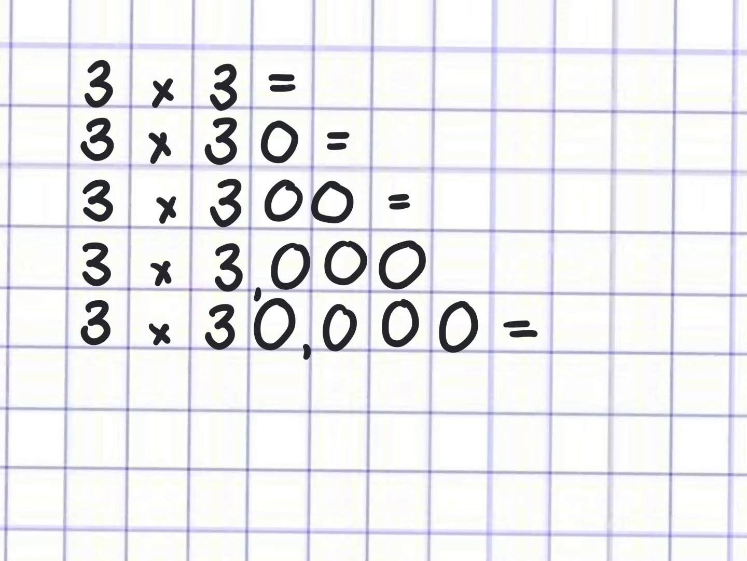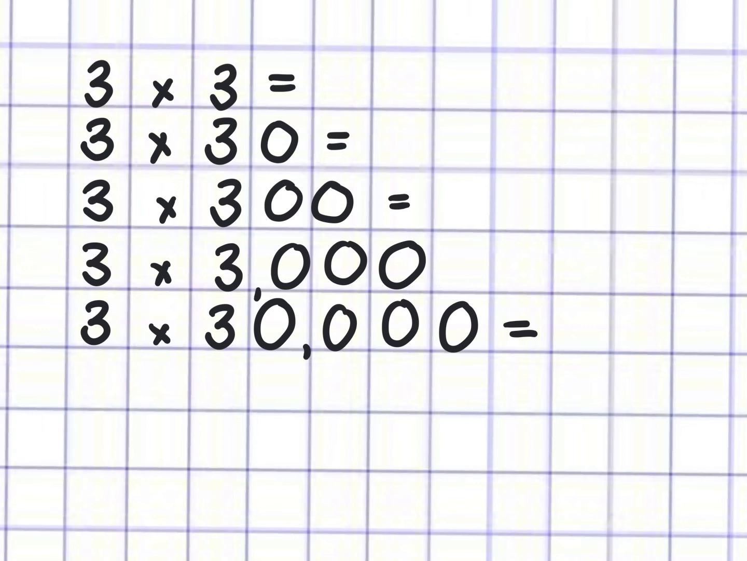Now, you should know by the end of grade 4 all your times tables up to 10 times 10, which means you need to know all your 1s, your 2s, your 3s, your 4s, your 5s, your 6s, your 7s, your 8s, your 9s, and your 10s. If you don't already, I suggest that you get practicing.